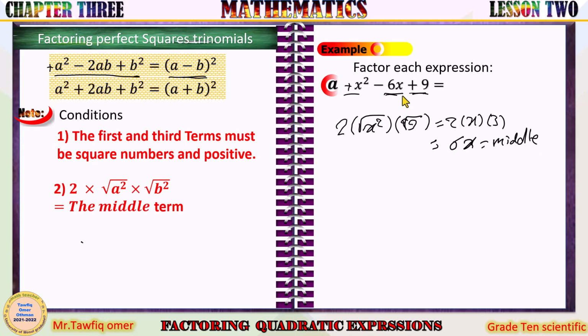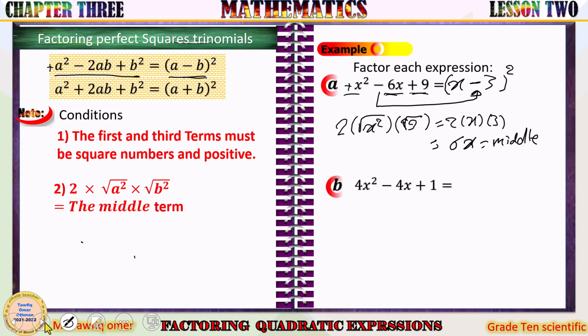To factor this one, we only open a bracket and put a square on it, and write the square root of the first one, which is x. After that, the sign of the second one, which is negative, and the square root of 9, which is 3. Okay.